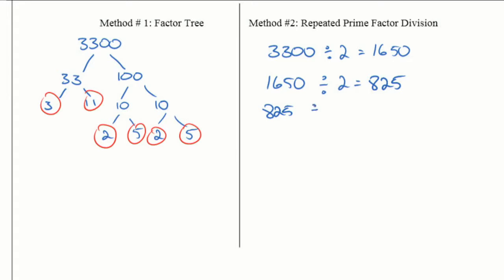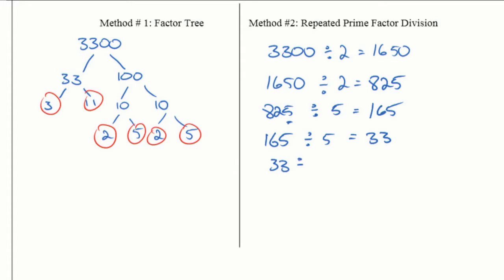Okay, 825. Well, the last digit's not even, so I know I can't divide it in half, but I can divide it by 5, because the last digit's 5. I know I can divide by 5. And if I divide it by 5, I get 165. Okay, 165 again. That'll divide by 5 again because it ends in 5. And I end up with 33.